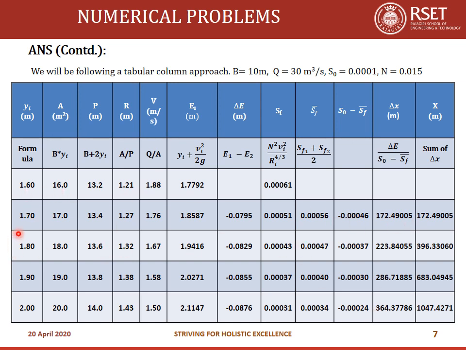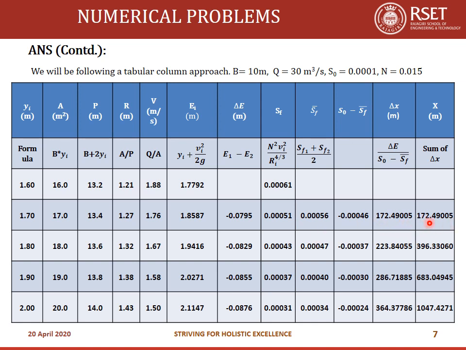So the delta X values mean that between 1.6 and 1.7 meter the distance is 172 meters. Between 1.7 and 1.8 meters the distance is 223 meters. Between 1.8 and 1.9 meters the distance is 286 meters. Between 1.9 and 2 meters the distance is 364 meters. So if I want a total length, I have to add the whole thing up. So instead of adding the whole thing up finally, what I have done is I have introduced a column capital X, which is the sum of delta X's. So it starts from the second row onwards.